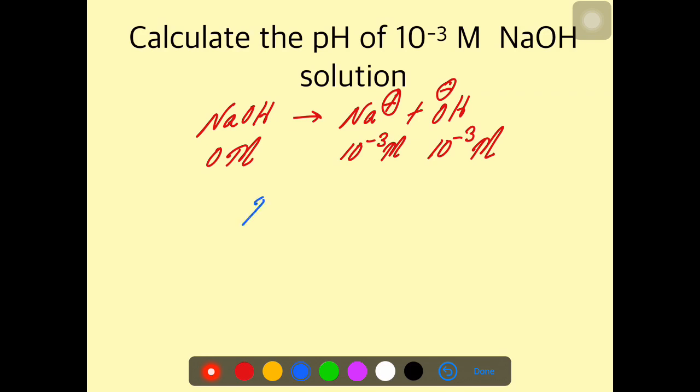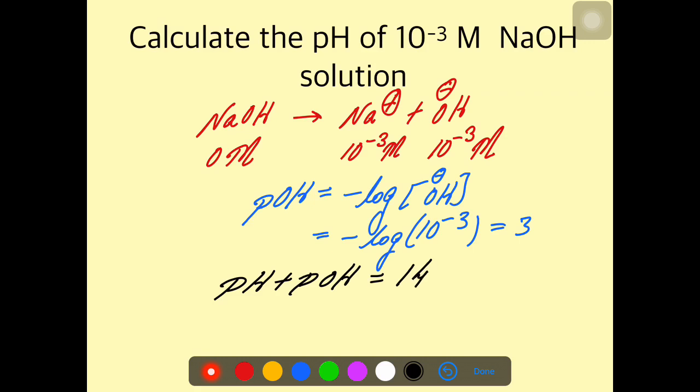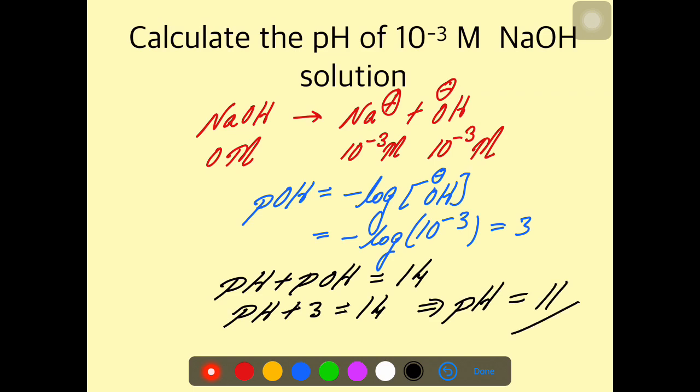So we can easily calculate the pOH using the formula. pOH is negative log to the base 10 of OH minus concentration, and that makes it negative log of 10 raised to minus 3, which is equal to 3. And we know very well that pH plus pOH is equal to 14, and since we already know the value of pOH to be 3, we can calculate the pH, and that will turn out to be 11.